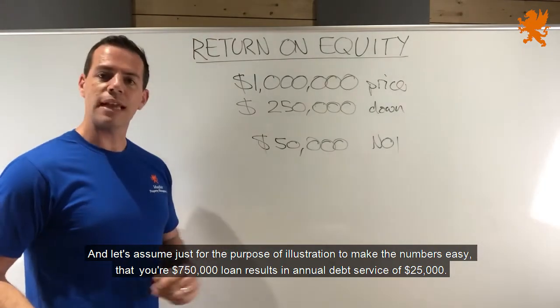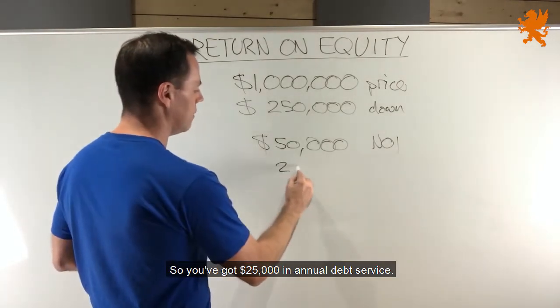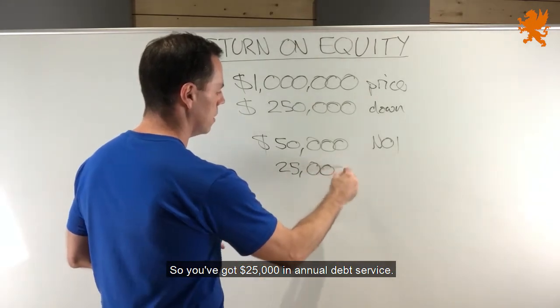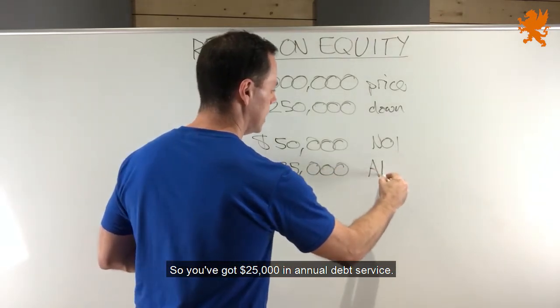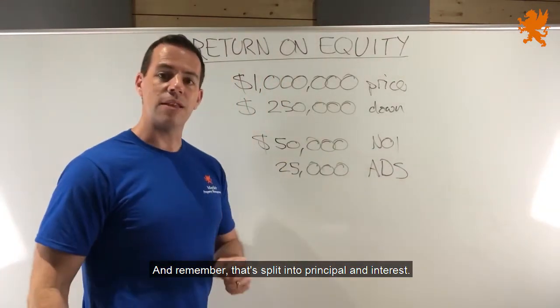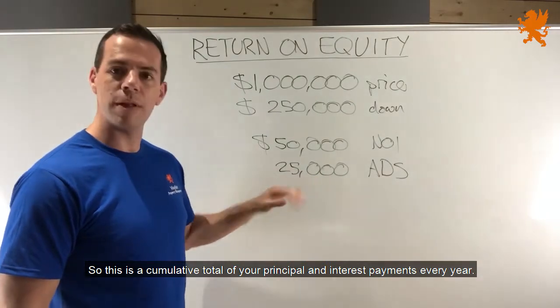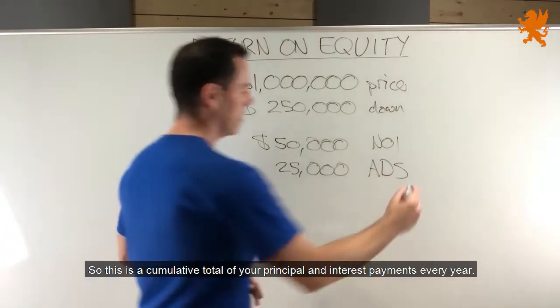And let's assume, just for the purpose of illustration to make the numbers easy, that your $750,000 loan results in annual debt service of $25,000. So you've got $25,000 in annual debt service. That's ADS. And remember, that's split into principal and interest. So this is a cumulative total of your principal and interest payments every year.